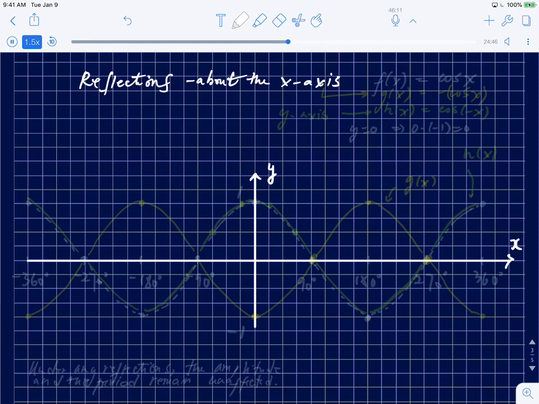So reflection about the x-axis, I'm actually going to start with the cosine for this one. So let's say I have an f of x as the parent function cos of x. And I want to reflect into the x-axis, so what do I need to make g of x? Cos of negative x or negative cos of x? So either this or this, which of the two? If I want to flip about the x-axis.